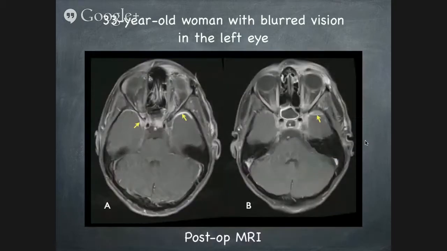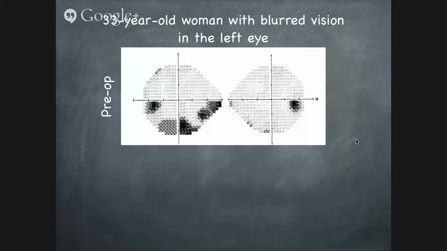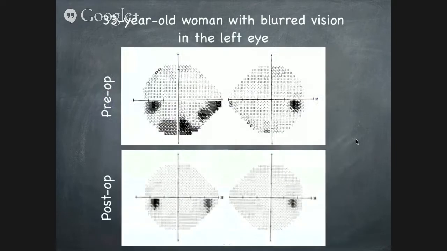And this is her post-operative MRI. They got a ton of the meningioma. There's surgical change, there might be some residual tumor, but that's a lot of it. This is the pathology, pretty classic for meningioma. It shows all the findings you'll see on the exam, the psammoma bodies and the whorls of the meningioma. And these were her fields, and this is how she's done afterwards. More or less, she did great.